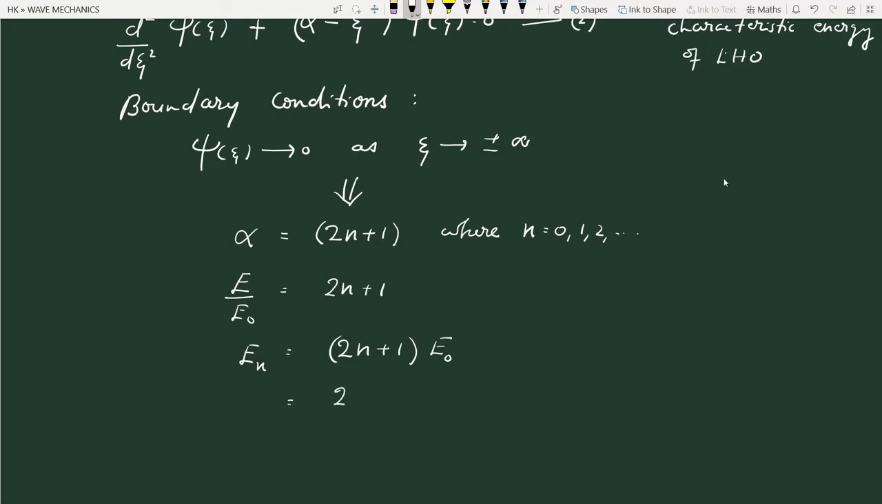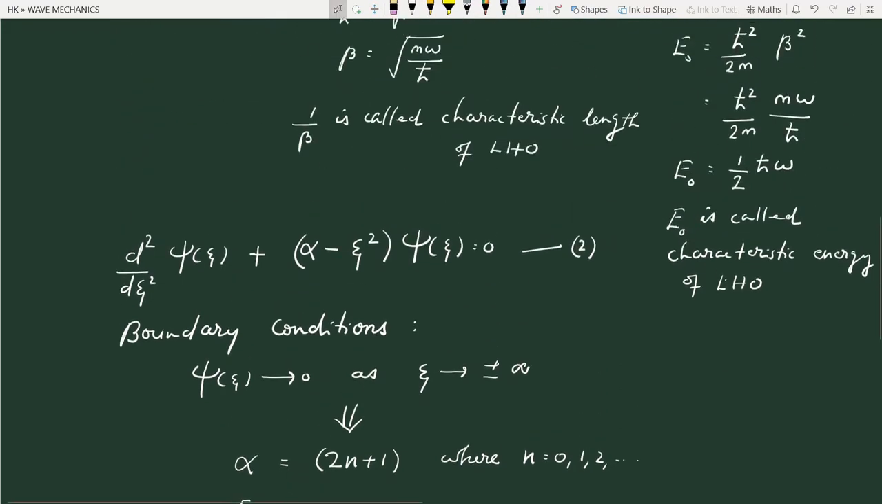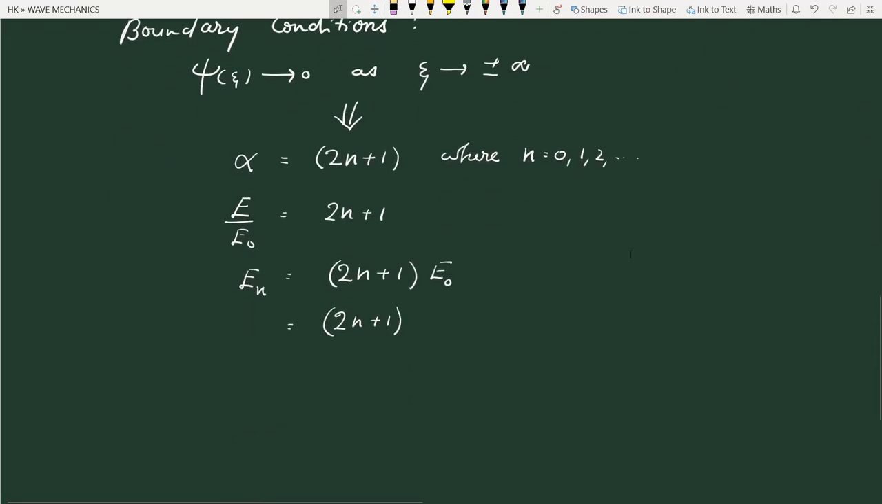But what is this E0? We have obtained E0 here. This is the characteristic energy. E0 is half h cross omega, so we can substitute that. Often it is written like this: we can take a 2 outside, so the 2 will cancel with the half here. When you take 2 outside, 2n becomes n, and here you have to put a half, so En is n plus half, times h cross omega. These are the energy eigenvalues of the harmonic oscillator, where n is 0, 1, 2, 3, etc.